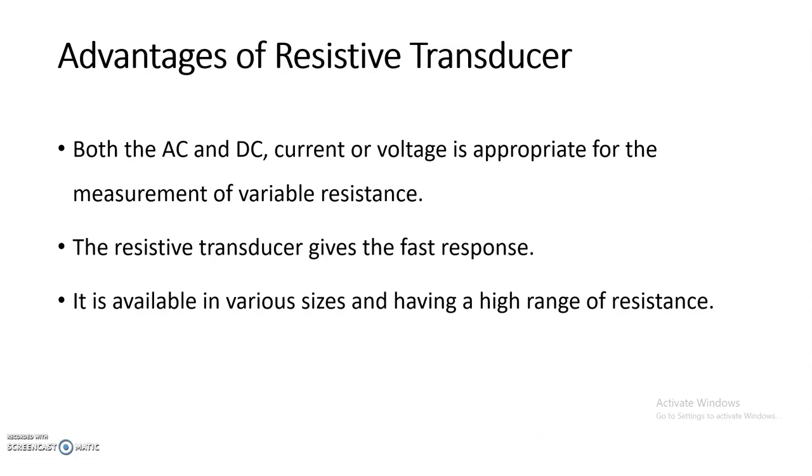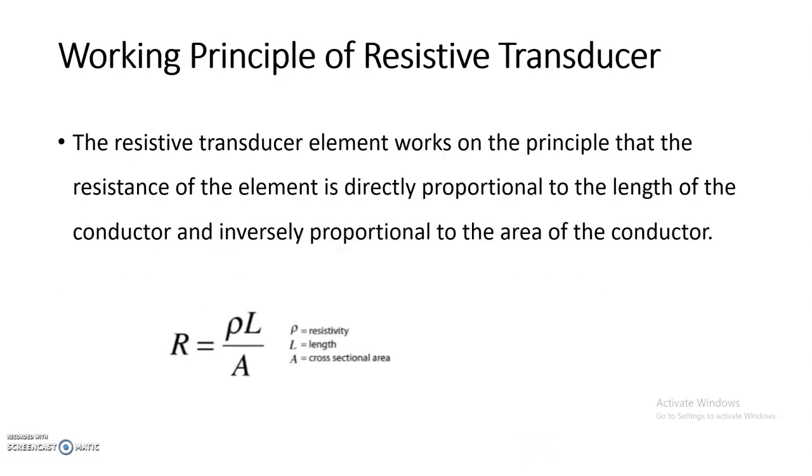Now we can study the working principle of resistive transducers. The resistive transducer element works on the principle that the resistance of the element is directly proportional to the length of the conductor and inversely proportional to the area of the conductor. We can represent this with the equation R = ρL/A. Here A is the cross-sectional area of the conductor in meter square, R is the resistance in ohms, and L is the length of the conductor in meters, and ρ is the resistivity of the conductor material in ohm meter.